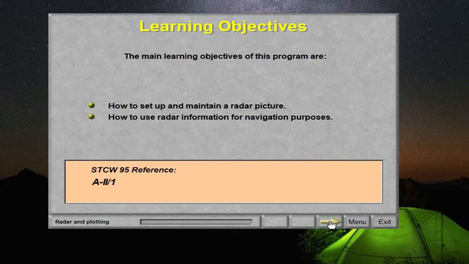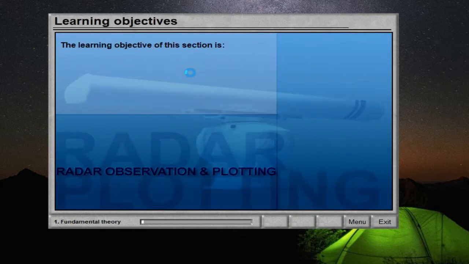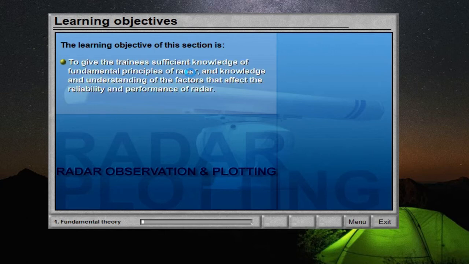The main learning objectives of this program are how to set up and maintain a radar picture, how to use radar information for navigation purposes. The learning objective of this section is to give the trainees sufficient knowledge of fundamental principles of radar and knowledge and understanding of the factors that affect the reliability and performance of radar.